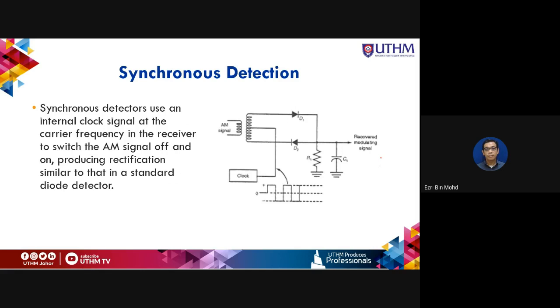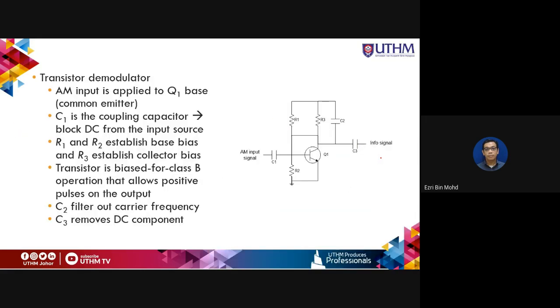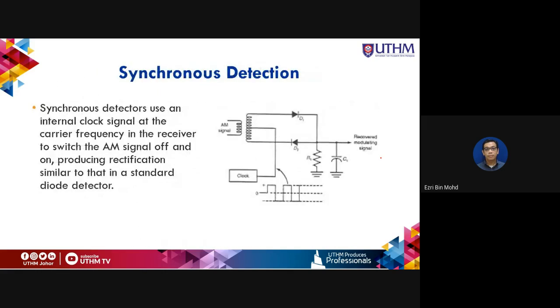Synchronous detection, okay. One type of demodulator is the synchronous detector. The synchronous detector uses an internal clock signal at the carrier frequency in the receiver to switch the EM signals off and on, producing rectification similar to that in a standard diode detector. So here for the synchronous detector, the internal clock signal is used to control the EM signal off and on.